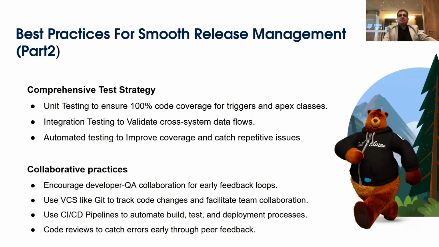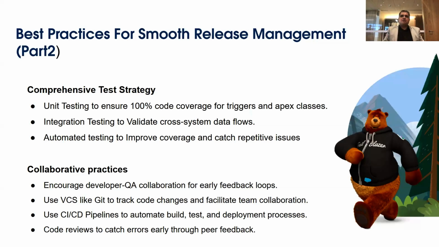Next, the best of the best practices is collaborative practices, right? You need to encourage the QA and the developer collaboration. What I mean by that is encourage the collaboration between teams, especially the developers and the testers or the QA teams, to establish early feedback loops. This helps in identifying and addressing potential issues before they escalate.